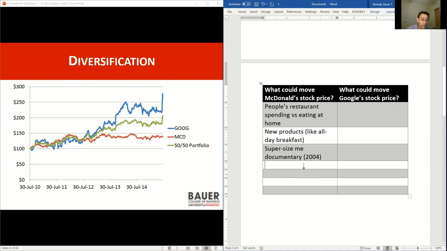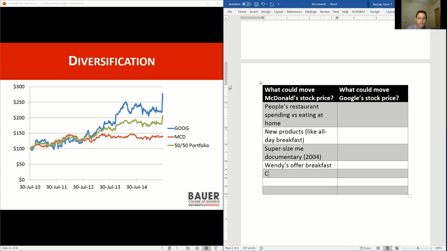You can also think about what competitors are doing. So McDonald's does well with all-day breakfast. Now maybe Wendy's gets into the game and they offer breakfast. That could be a bad thing for McDonald's because it's going to eat away at their sales. Or you can think about just totally random things.